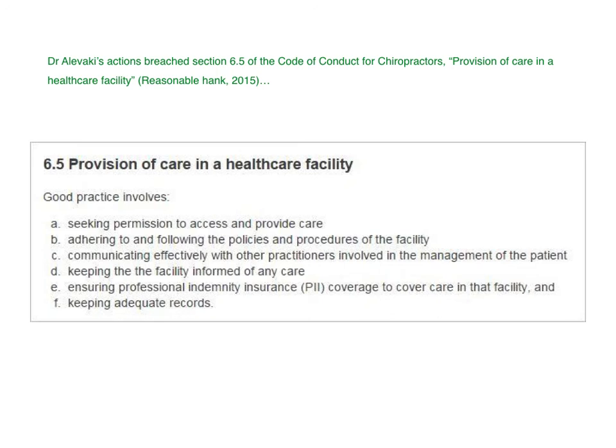However, Dr. Alavaki failed to maintain a high standard of practice, and this reflects poorly on the profession as a whole. She did not have staff permission, she literally snuck into the hospital, and her actions breached Section 6.5 of the Code of Conduct for Chiropractors, provision of care in a healthcare facility.